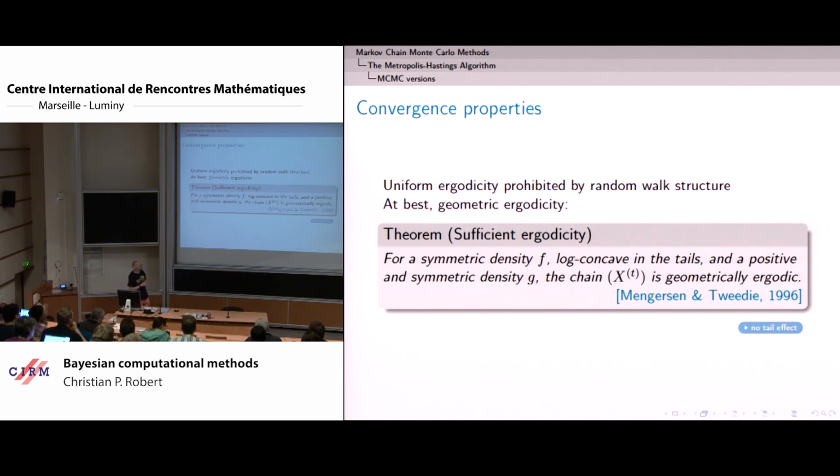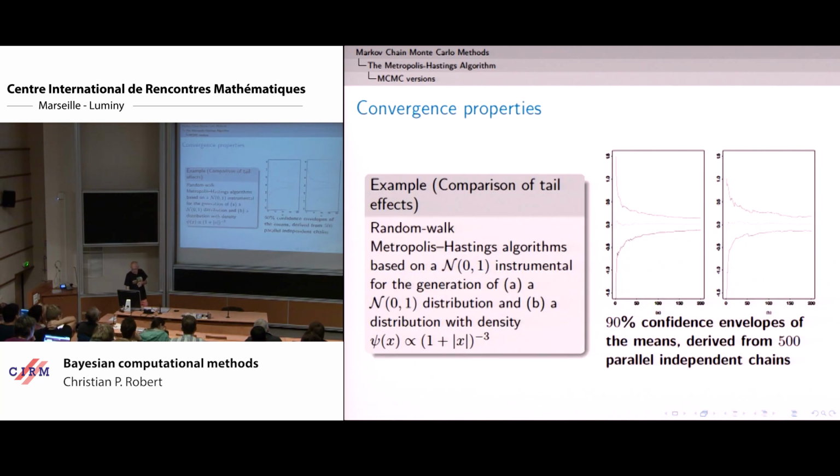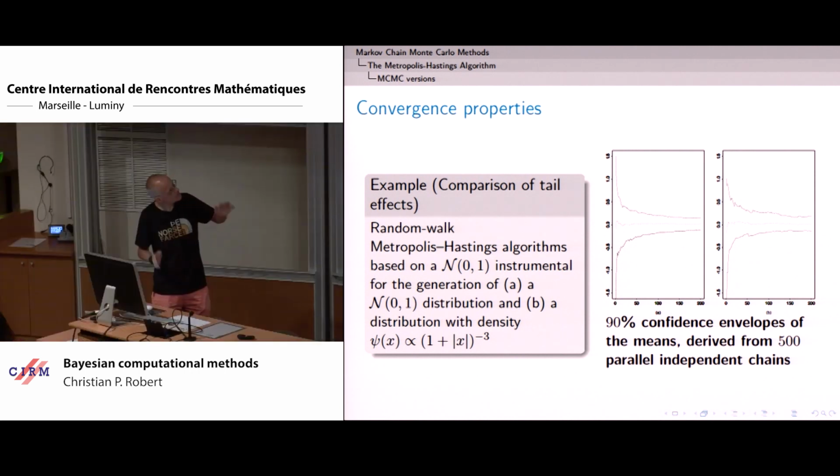At best, you can prove geometric ergodicity if your target has thin enough tails. And if it has not, that's an example taken from Hennenfent and 3D, you do get a rougher convergence to the target, as shown by this comparison of the envelope of the average converging to the same value.